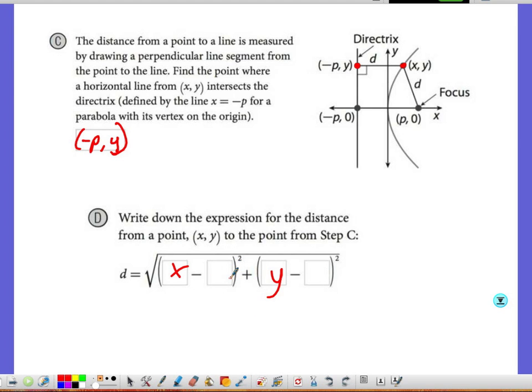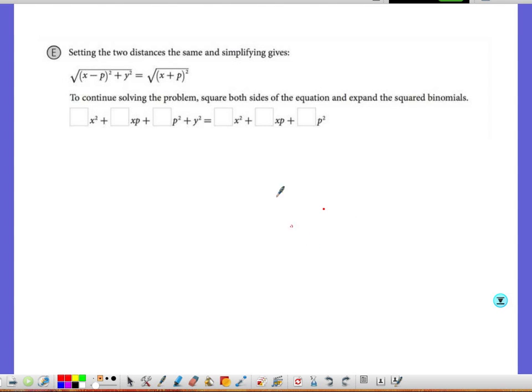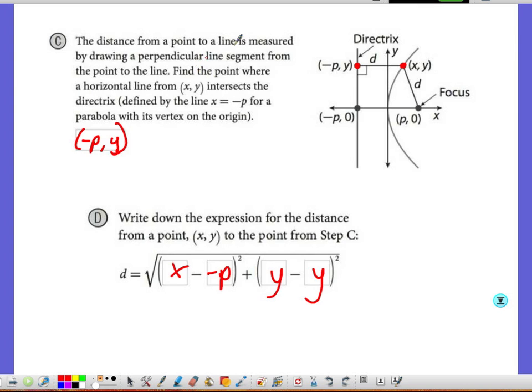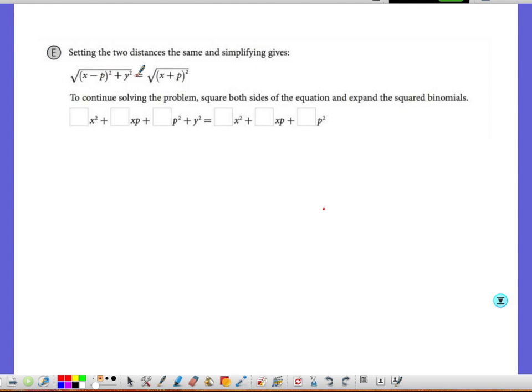Hold on a second here. Here, and then we have y here. Okay. Setting the two distances equal from the same point again. This line segment here is going to be the same distance as this line segment, so we can set them equal to each other, which is basically why we set both of these equal to each other.